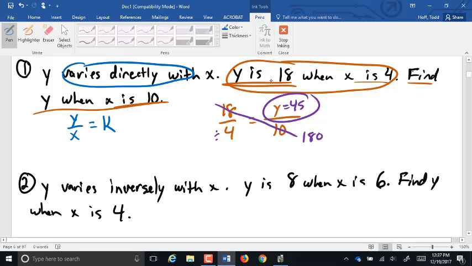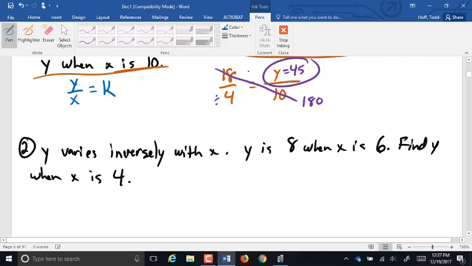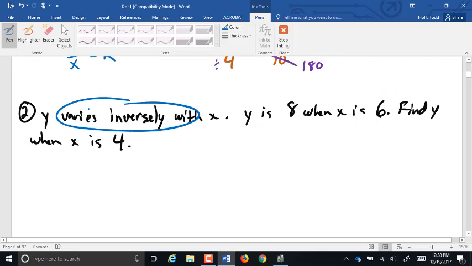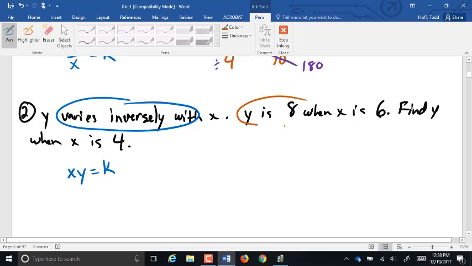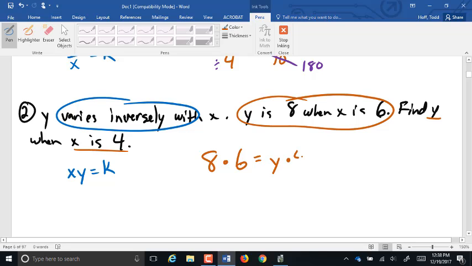Y varies inversely with x. When I say inversely with x, remember that is a constant product. X times y equals a constant. So over here we have y is 8 when x is 6. So that's 8 times 6. It has to stay the same. Find y, so y times when x is 4. Y times 4.